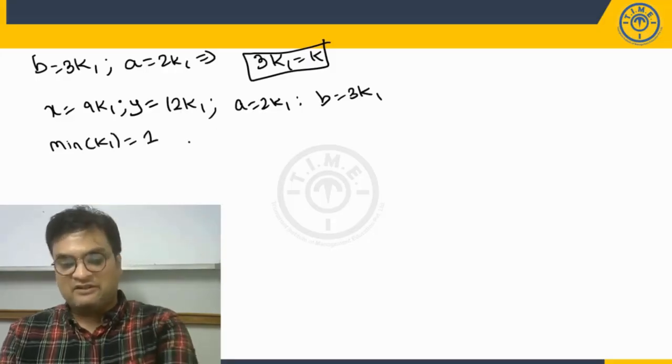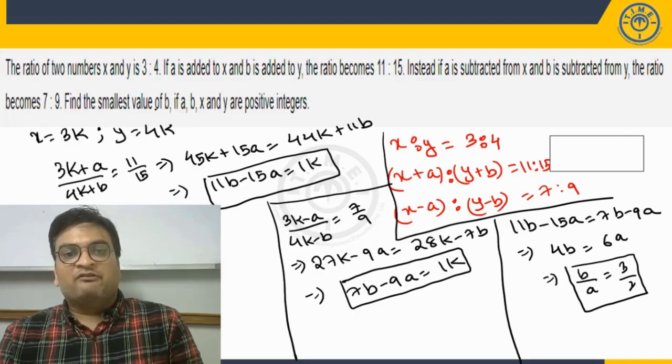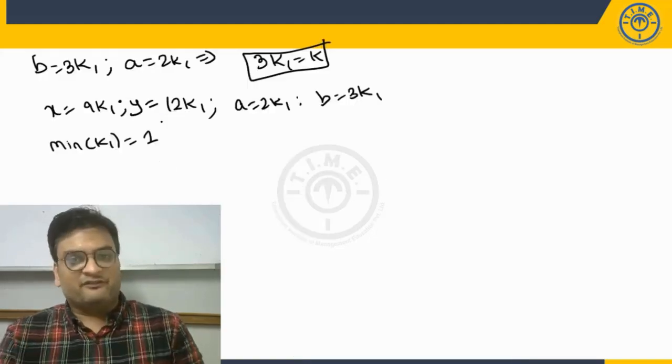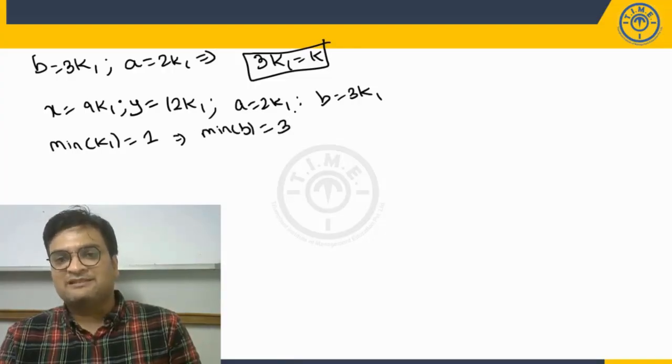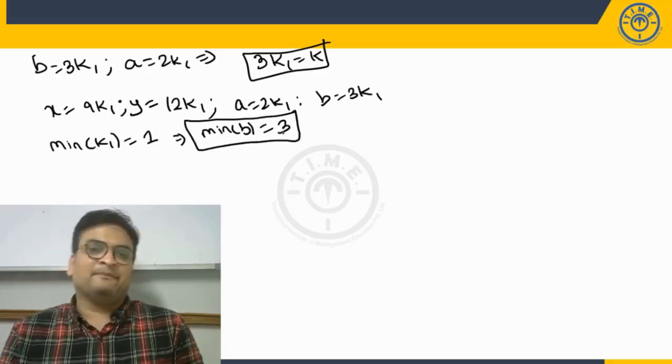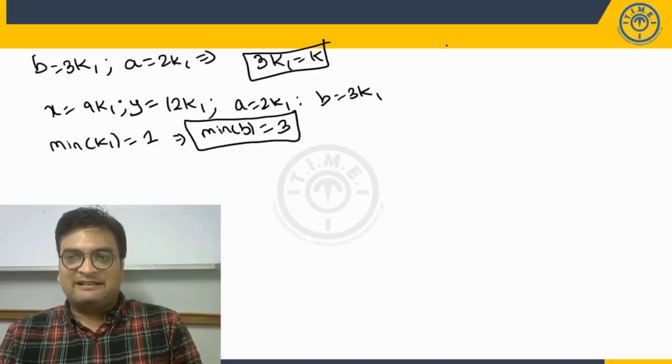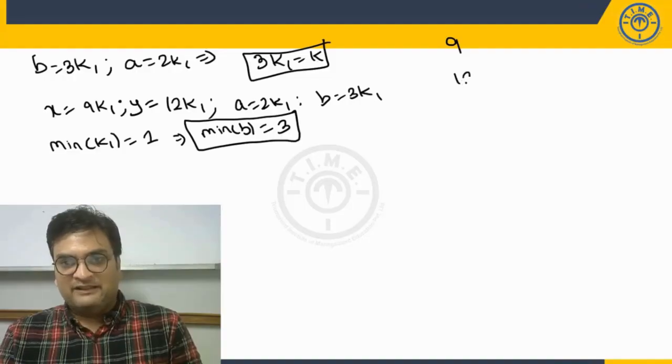So hence the question was, find the smallest value, minimum value. So when I take minimum value of K1 as 1, the minimum value of B will be 3 into 1, which is 3. Okay, so that means if I take X as 9, Y as 12, A as 2 and B as 3.